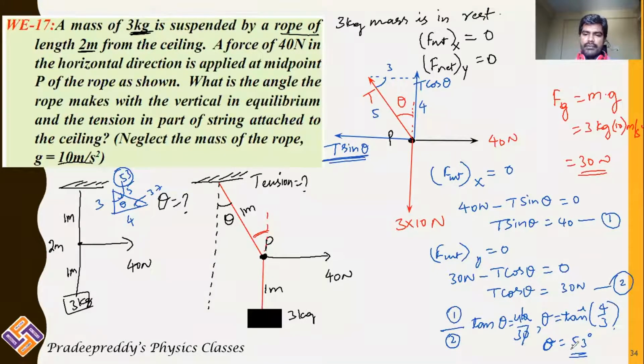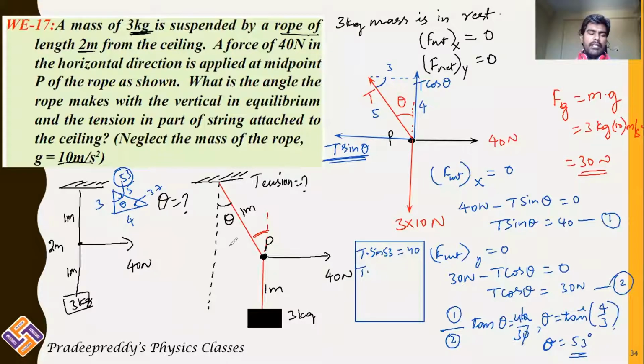Taking this theta 53, you can substitute either in equation 1 or in equation 2. You will be getting tension in the string. So I will be calculating that tension in this. Check it up. T into sine 53 is equal to 40. Okay, from equation 1 I am taking.